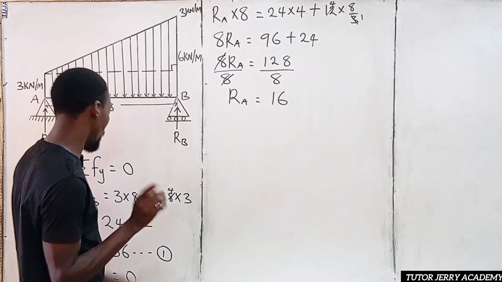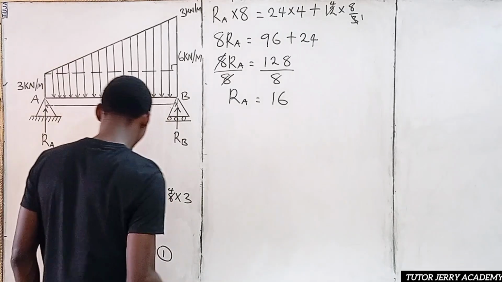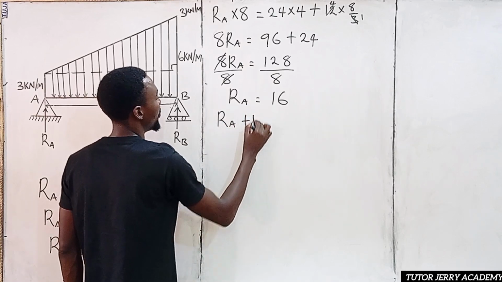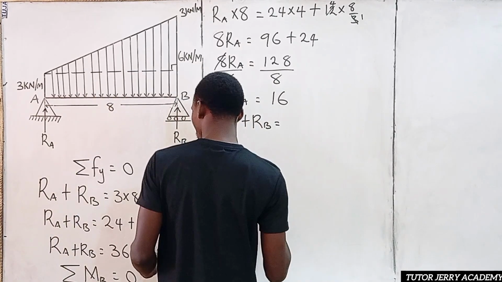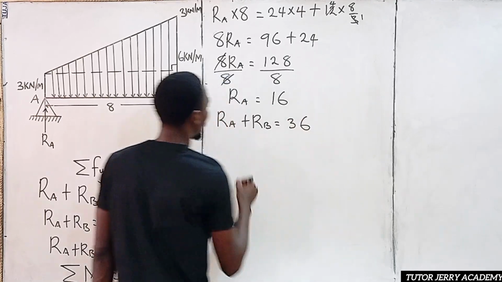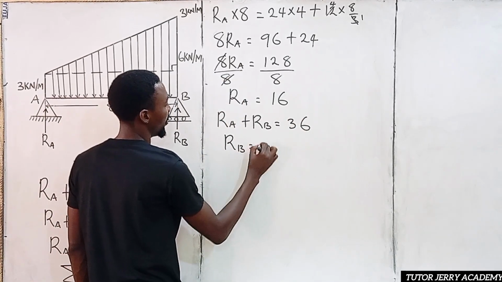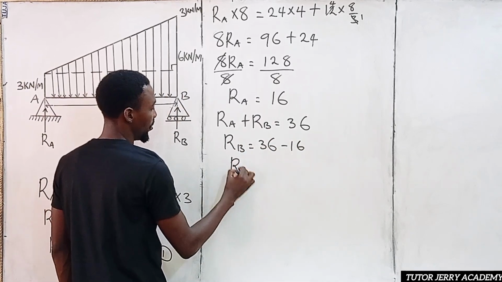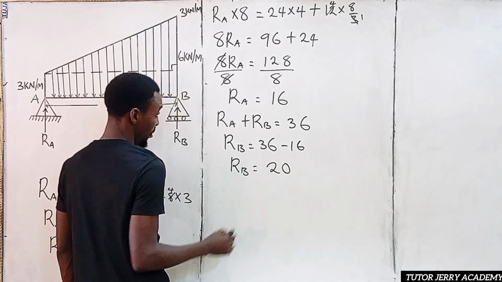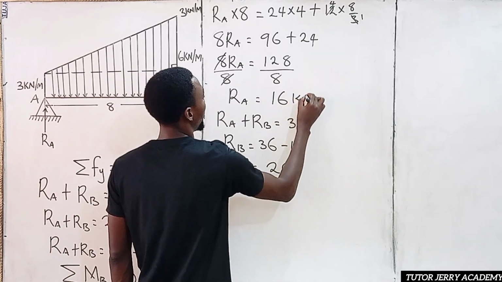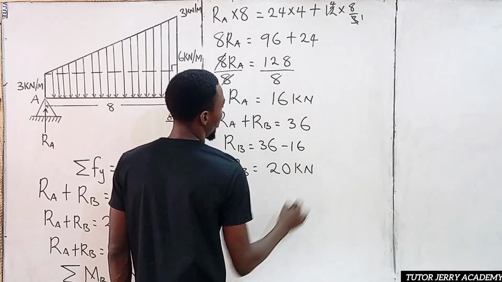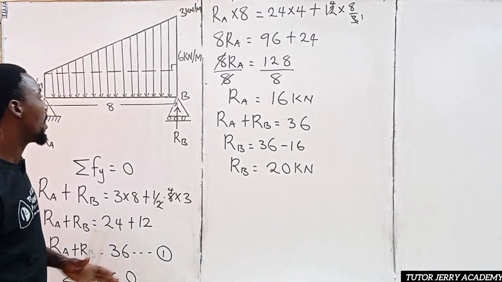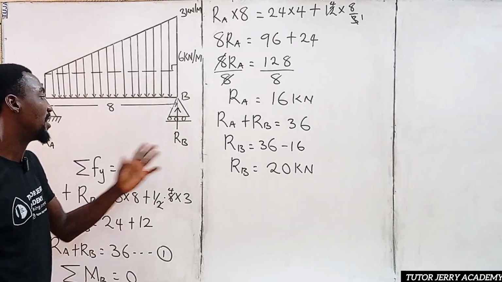All right. So now for us to get our RB, from our equation 1, we know that RA plus RB is equal to 36. So our RB will be equal to 36 minus RA, which is 16. So RB will be equal to 20. So this is going to be in kilonewton. All right, so our RA is 16 kilonewton and our RB is 20 kilonewton.